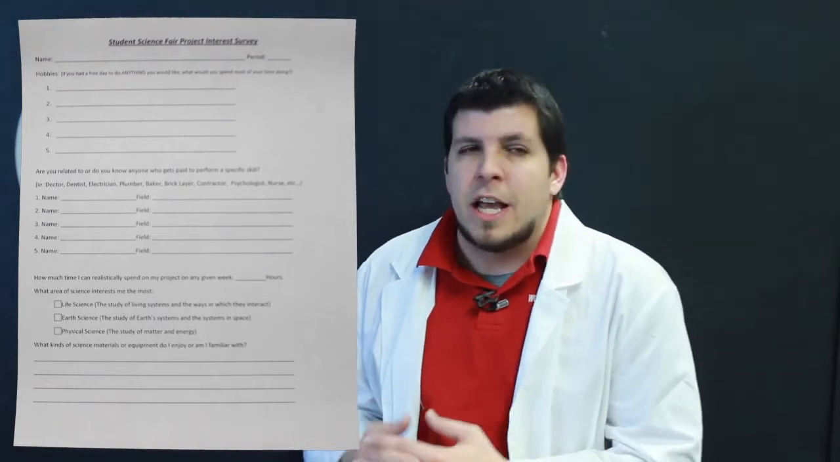Regardless if you're doing this project for extra credit or for a grade, I ask them to start off by doing an interest survey. This interest survey asks questions about their hobbies, their clubs, their sports. What are they already involved in? It asks questions about their family members or friends of the family. Do you have any doctors in your family? Dentists, electricians, plumbers, bakers, bricklayers, candlestick makers. Who do you have in your family that might have some resources, that might have some equipment to help you with your project to get accurate results?